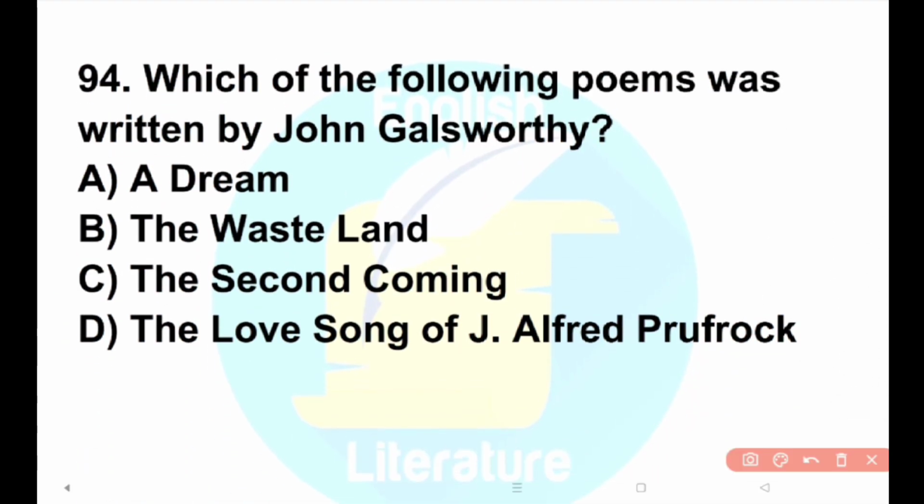Which of the following poems was written by John Galsworthy? Option A, A Dream. A Dream is a lesser known poem attributed to Galsworthy, fitting his poetic style. The Waste Land by T.S. Eliot, Thomas Stearns Eliot.